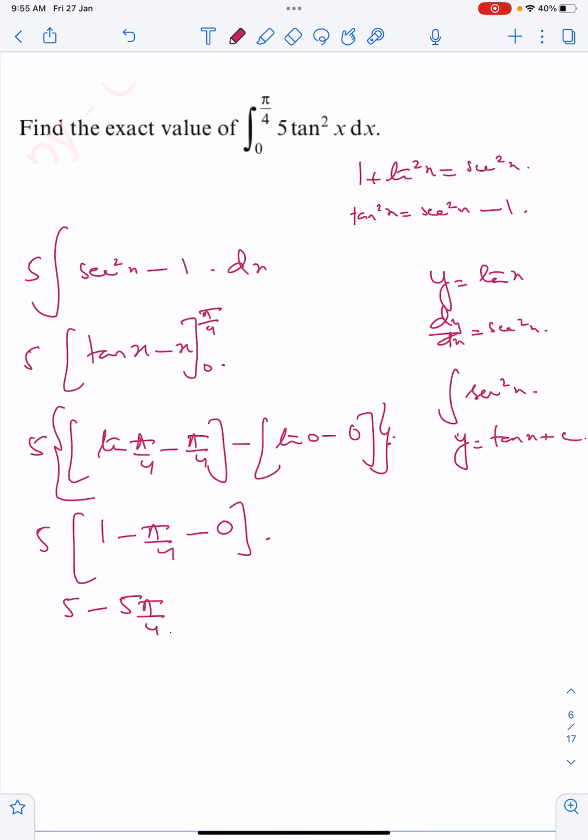You wanted the exact value, so let it be like this only. Okay, 5 minus 5 pi by 4, you can take out the LCM if you want. 5 4 times is 20 minus 5 pi. Okay, so you can leave it like this.